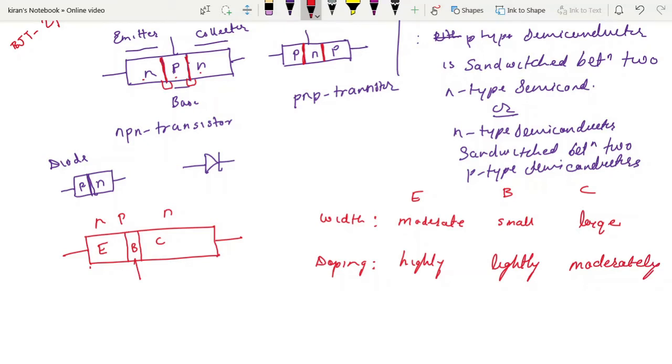So basically what we are going to do using this transistor is that we are going to transfer charge carriers from emitter toward collector. So since this emitter is providing the majority of charge carriers, it needs to have a large concentration of charge carriers, and in order to have a large concentration of charge carriers, you need to have high doping levels. That's why emitter is highly doped.